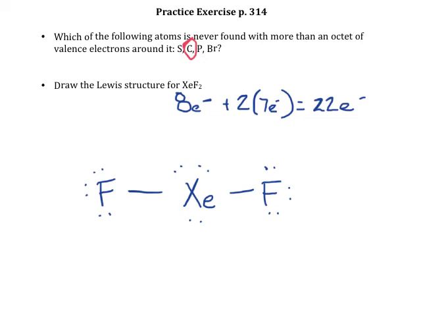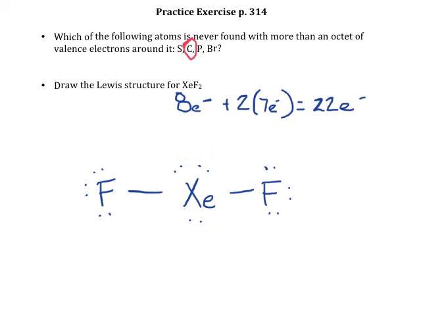So let's see what's going on with our octets. If you look here at fluorine, fluorine has 6 non-bonding electrons, 2, 4, 6, and it's sharing 2 more. So fluorine does have 8 electrons around it. Fluorine's fine. Same thing for the other one, 2, 4, 6, 8. This fluorine's fine. If I look at the xenon in the center, I see that it's got 2, 4, 6 non-bonding electrons as well, and then 8, 10 total valence electrons.